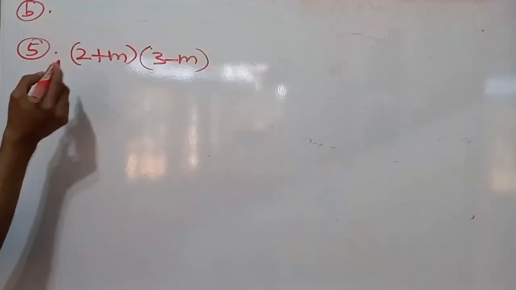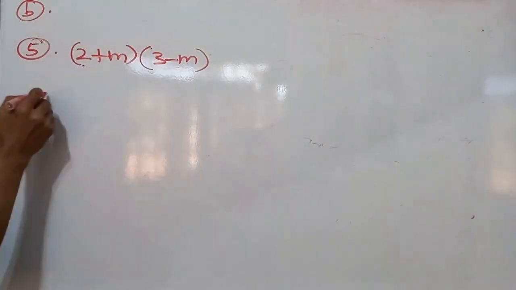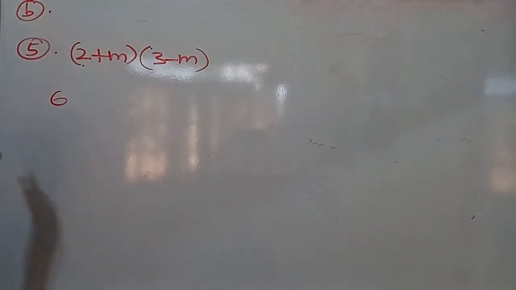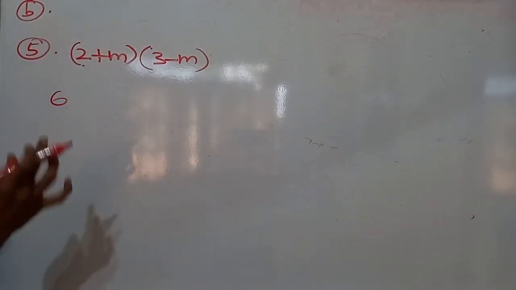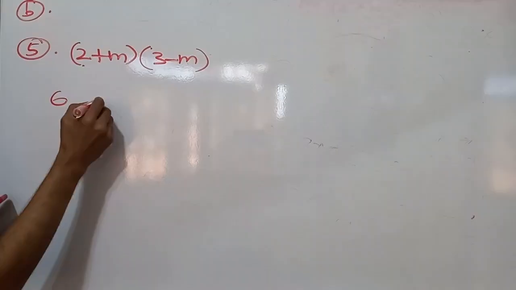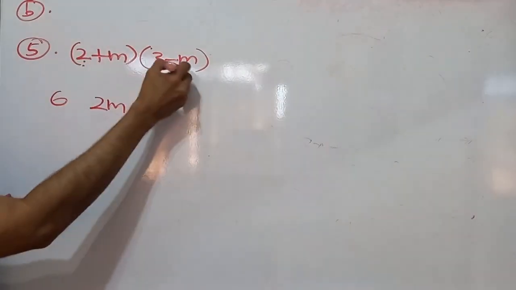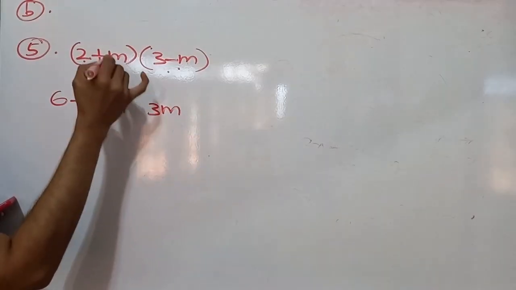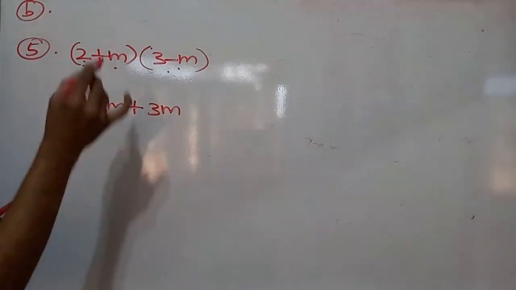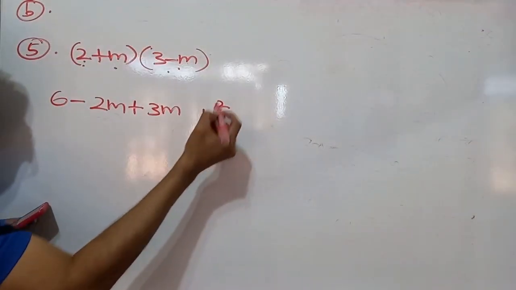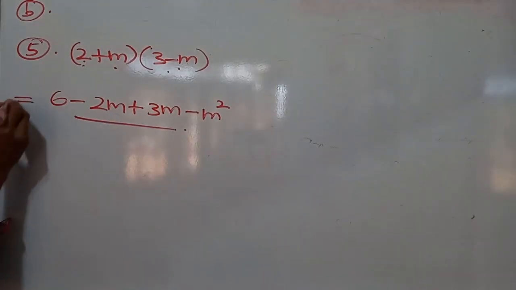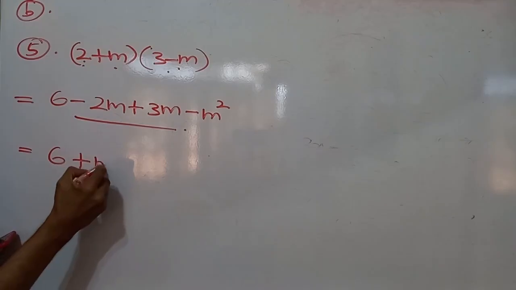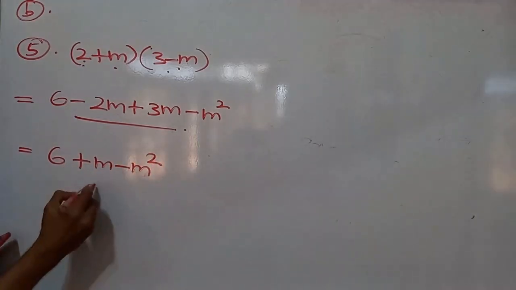Negative 40. Total, 2 times n, sorry, 2 times 3, that is 6. Positive into positive, that is positive. Right? So 2 times m, that is 2m. Positive into negative, that is negative 2m. M times 3, that is 3m. Positive into positive, that is positive. M times m, that is m squared. So here we have two like terms. So 6 plus m, negative m squared.